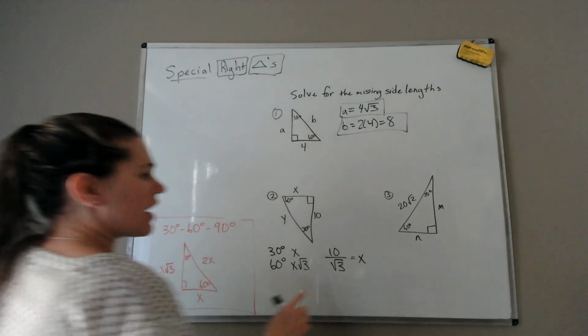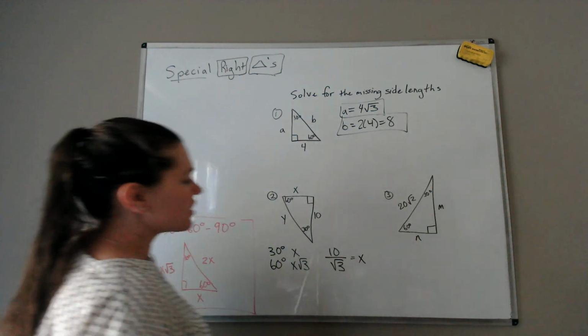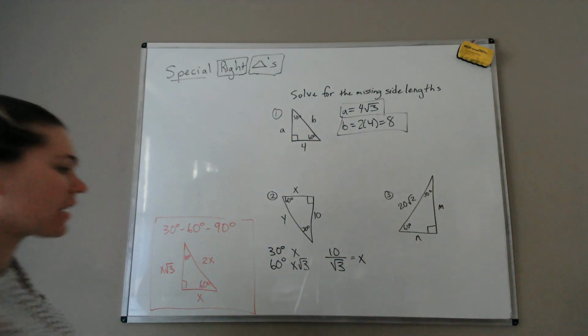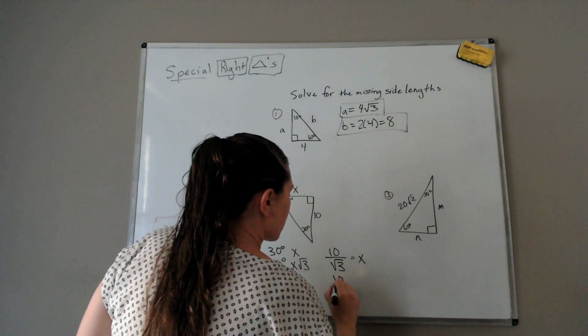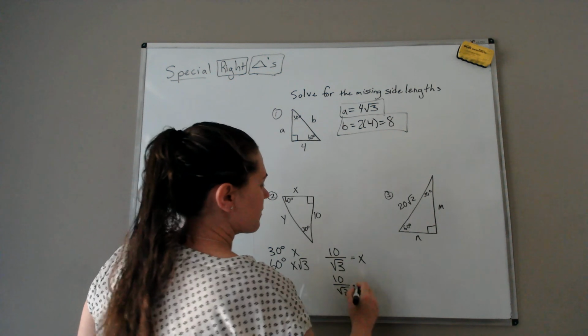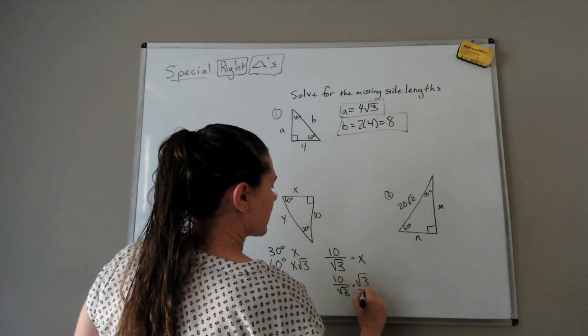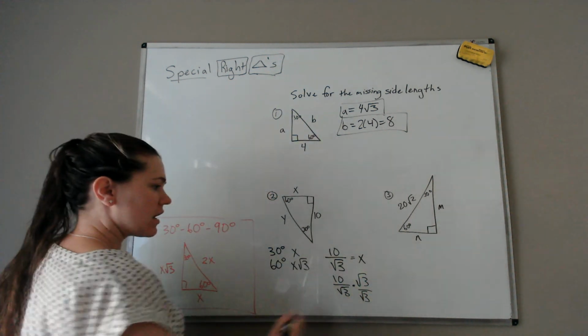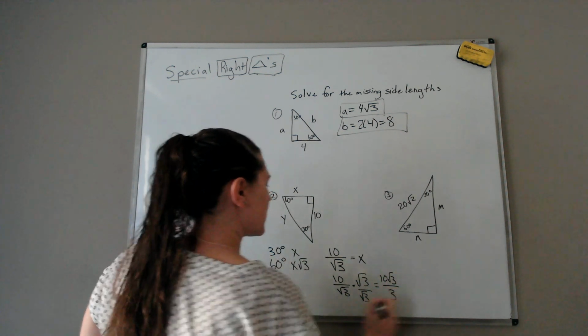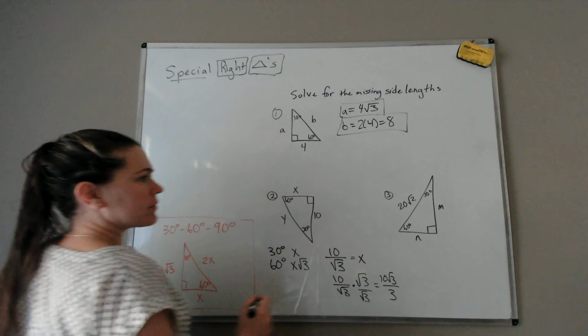Okay, so now we have to rationalize our denominator. We don't want to keep a square root sitting in the denominator of our fraction. So what we do is we multiply 10 over the square root of 3 by the square root of 3 over the square root of 3. That's going to give us 10 square root of 3 over 3, and that can't be simplified any further.